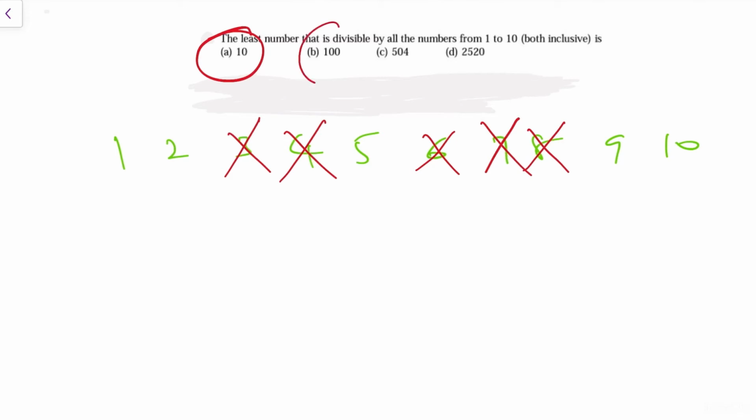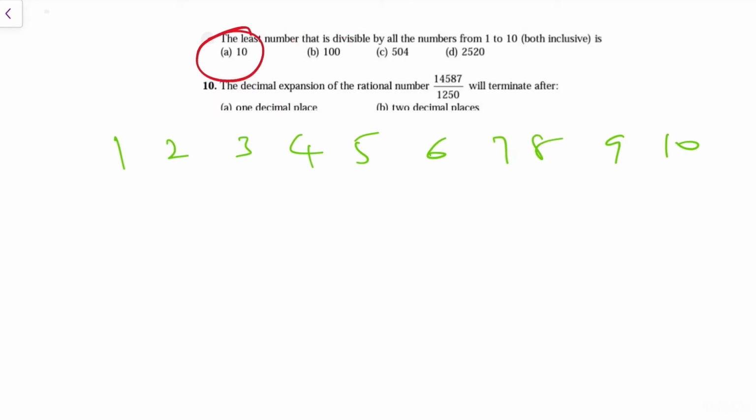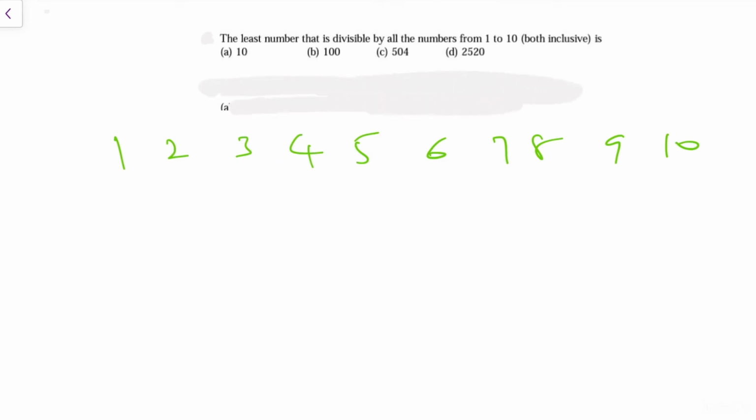Next, the second option is 100. Now if we observe the second number, that is 100, 100 is not divisible by 3. 100 is not divisible by 6. 100 is also not divisible by 9. 100 is also not divisible by 7. So option 2 also I can remove easily.